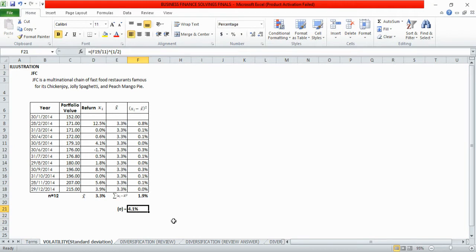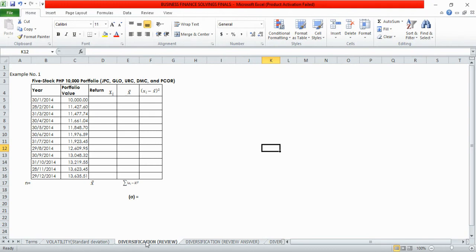So let's proceed to the diversification. It consists of not only one company, but it consists of several. We have the GFC, Globe or GLO, URC, DMC, and PCOR. So to answer these, you have to do again the same thing. How? Of course, get the projected sale or the return.